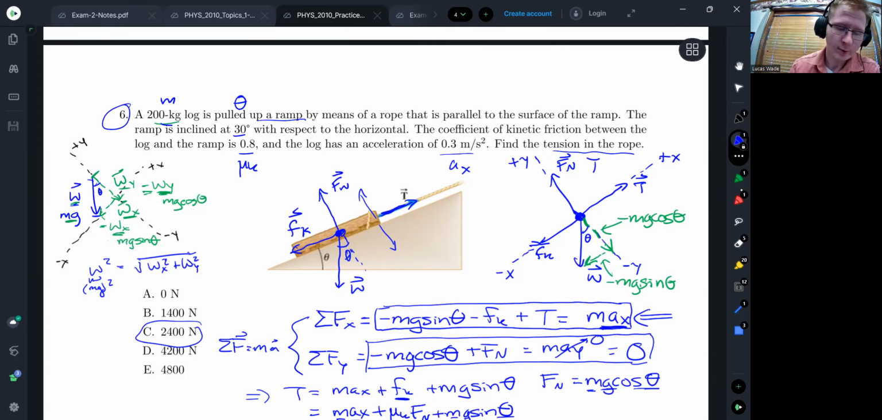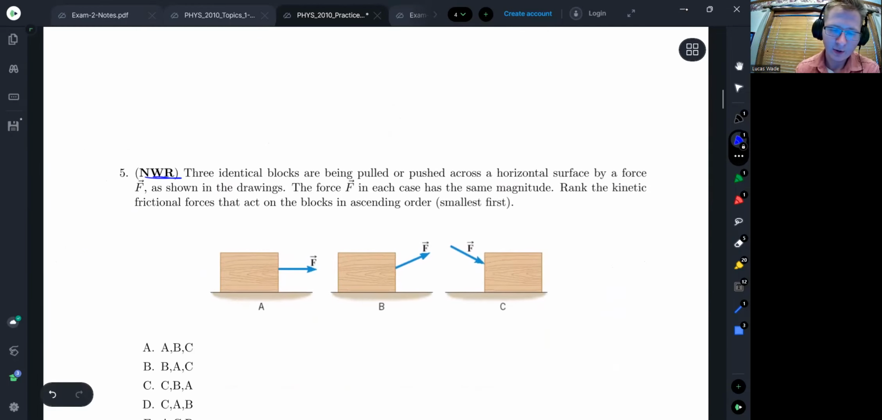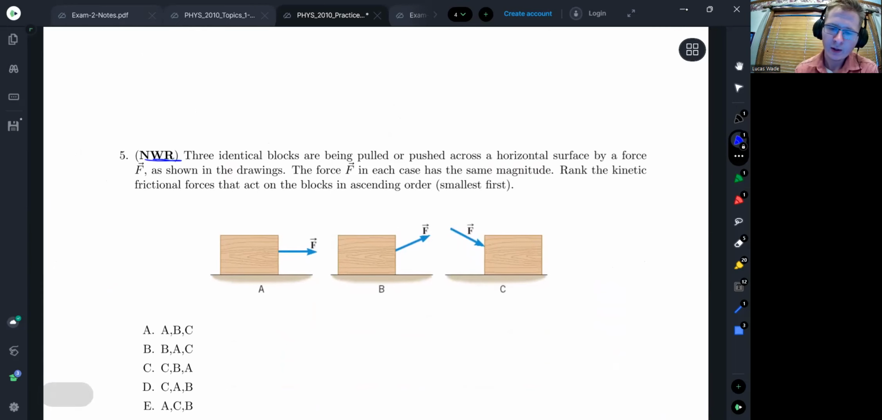NWR means no work required. So just like on the previous exam, if it says that, that means you don't have to show any work. The only credit is going to come from circling the right answer.